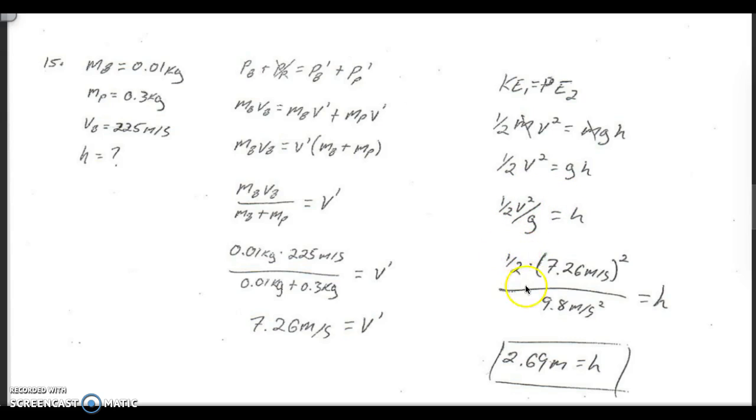Plugging in my numbers, 1/2 times the velocity of the two after they start their swing, which is 7.26 meters per second. Don't forget to square it. All divided by 9.8 meters per second squared. And I find out this pendulum must have swung to a height of 2.69 meters.